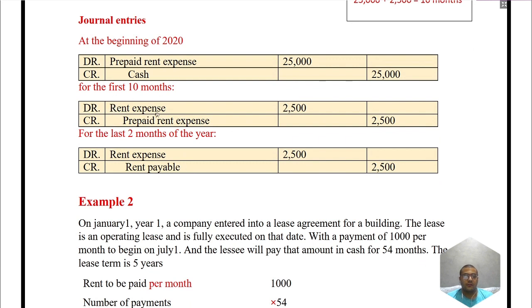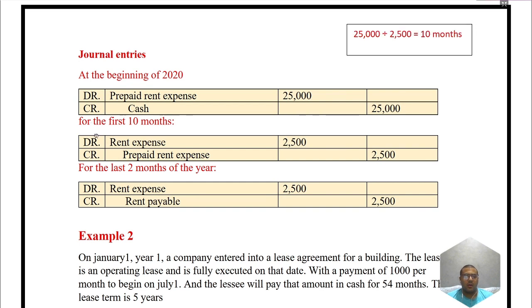So you're gonna debit the rent expense and credit what? Am I going to pay cash? No. I have a prepaid rent expense here, so I'm gonna amortize that. So I'm gonna debit the rent expense and credit the prepaid rent expense with $2,500. And this is going to be done for the first 10 months. Why? Because each month I'm gonna debit the rent expense with 2,500, and we have a balance in the prepaid expense with $25,000. So I'm gonna take $25,000 divided by 2,500, which tells me that this amount will only cover 10 months. So this is gonna be done for the first 10 months.